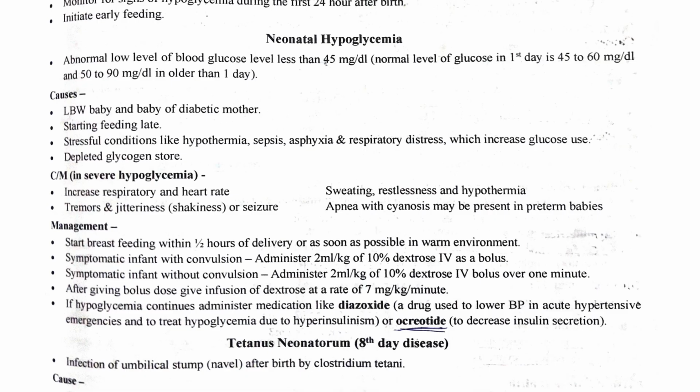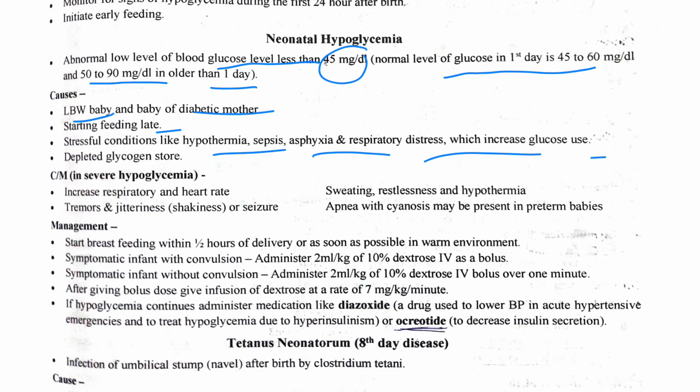Neonatal hypoglycemia: abnormally low blood glucose level, less than 45 mg per dl. Normal level of glucose in the first day is 45 to 60 mg per dl, and 45 to 90 mg per dl in those older than 1 day. Causes: low birth weight baby, baby of diabetic mother, starting feeding late, then stressful conditions like hypothermia, sepsis, asphyxia and respiratory distress, which increase glucose use.